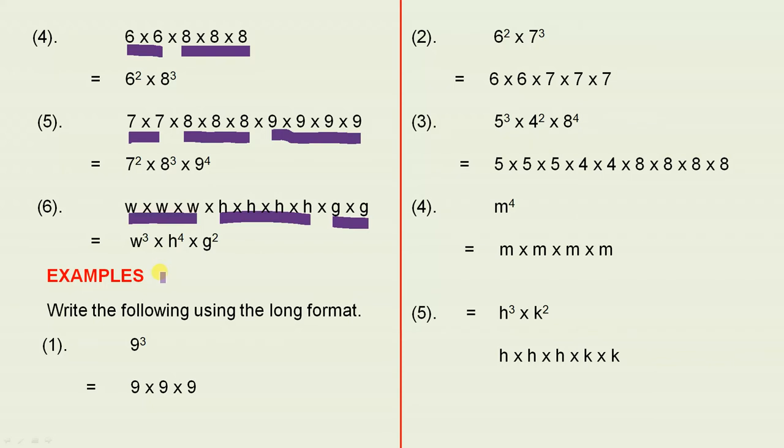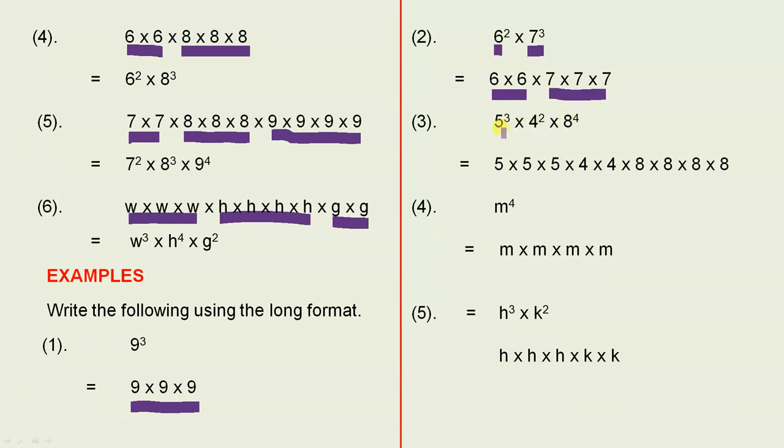Next, we look at these examples where we write the following using the long format. That is, we do the reverse process. So 9 to the power of 3, we have those 9's multiplied together. It tells us that 9 is multiplied by itself 3 times. Over here, 6 squared times 7 to the power of 3. The 6 is multiplied by itself twice. The 7 is multiplied by itself 3 times.